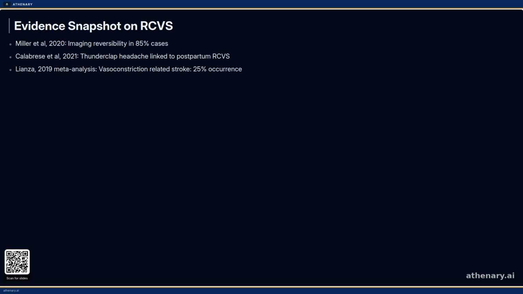And on that front, the news is largely positive. The data consistently shows that in the vast majority of cases, around 85%, the arterial narrowing we observe on imaging completely reverses over weeks to months. This reversibility is the defining feature of the syndrome. It's the crucial piece of information that distinguishes RCVS from other, more permanent forms of vasculitis, and it's a vital point for patient reassurance. However, certain populations demand a heightened vigilance.